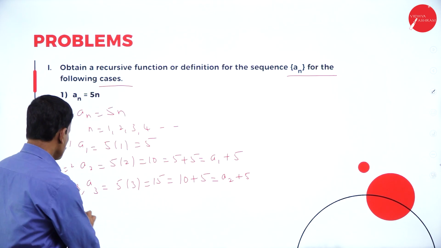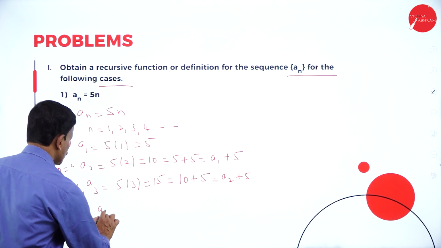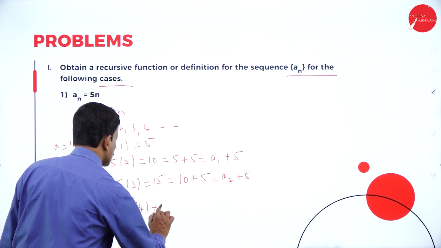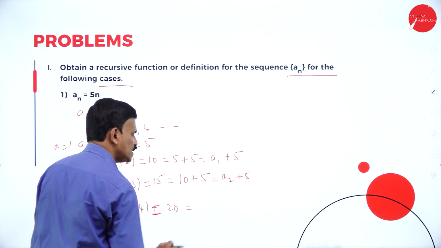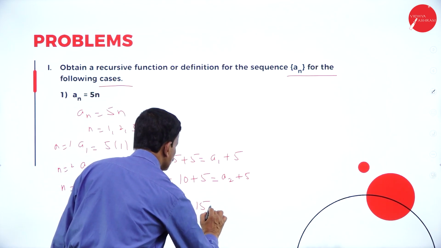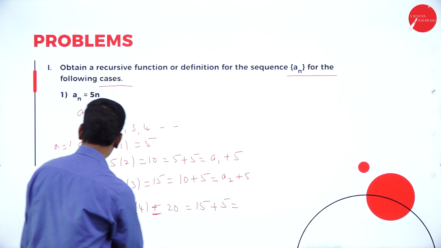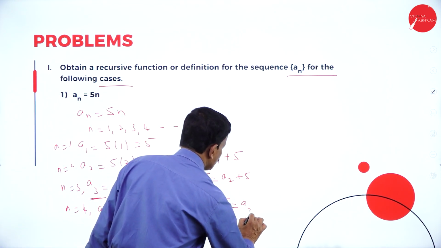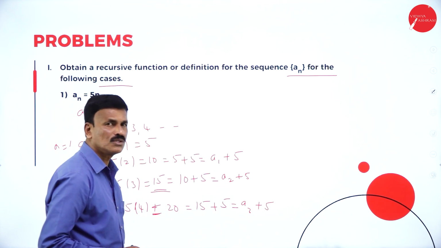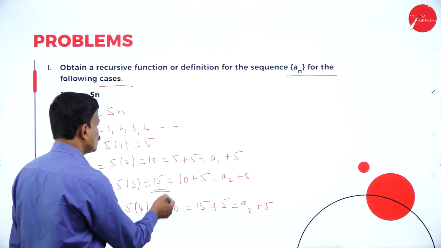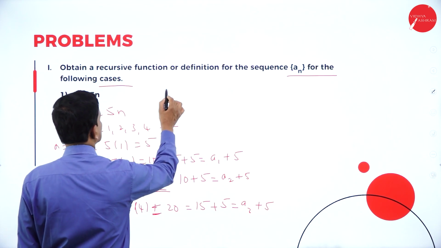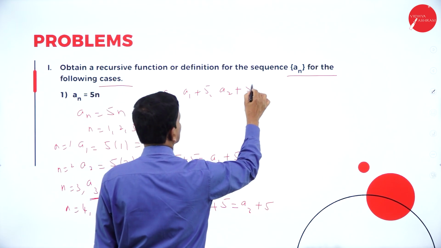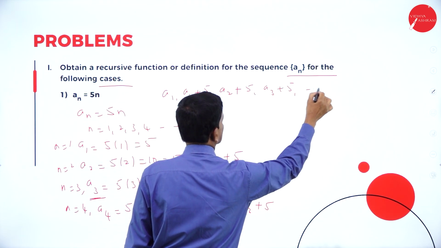Suppose you put n is equal to 4, what will you get? a4 is equal to 5 into 4, that's equal to 20. 20 can be written as 15 plus 5. What is 15? 15 is nothing but a3. So we can write a3 plus 5. So what sequence are we going to get? a1 plus 5, a2 plus 5, a3 plus 5, etc.